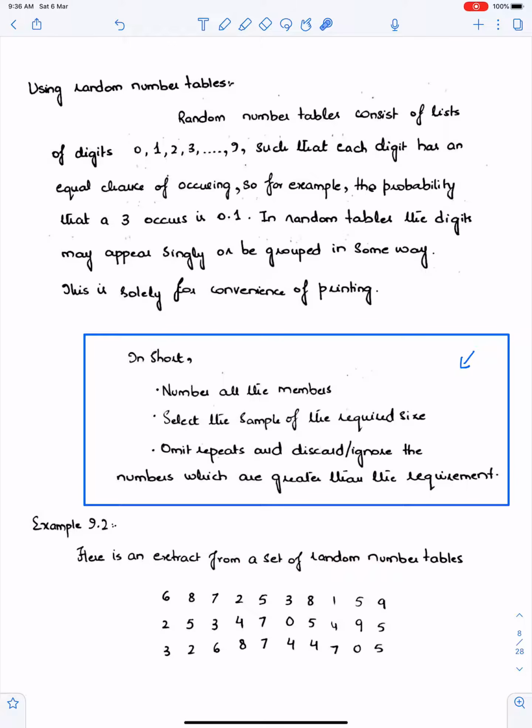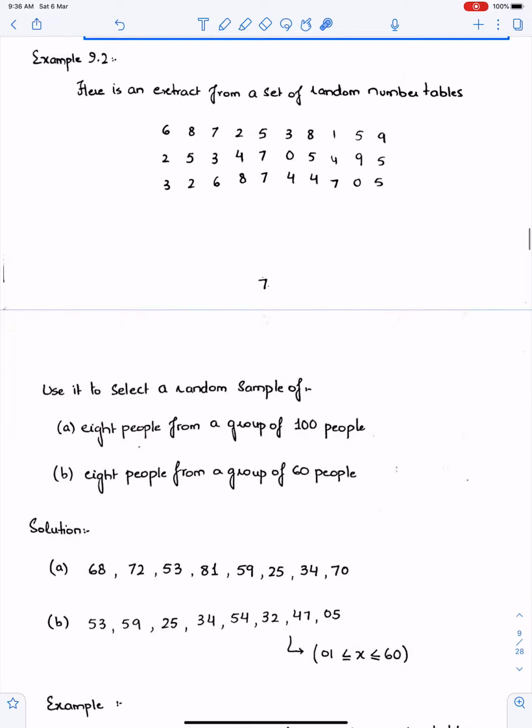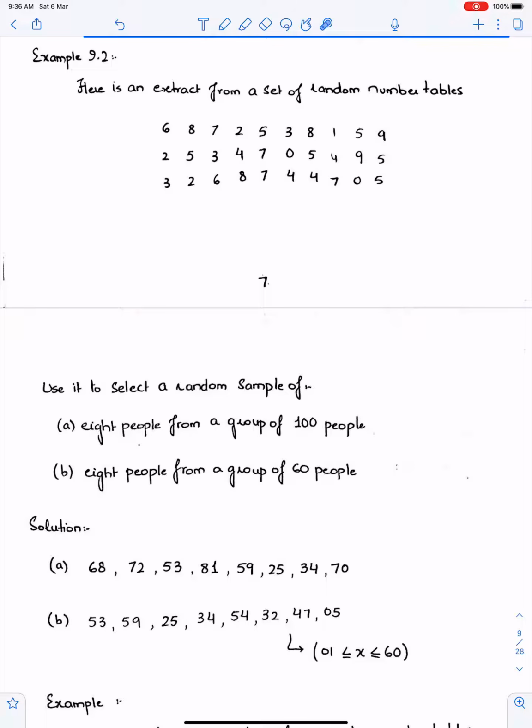This is an extract from a set of random number tables. Now use this extract to select a random sample of 8 people from a group of 100 people. From a group of 100 people means the first person will get the number 0, 1. The last number will get the number 99, second last number in fact, and the 100th will get this number. So 1, 99, 100.